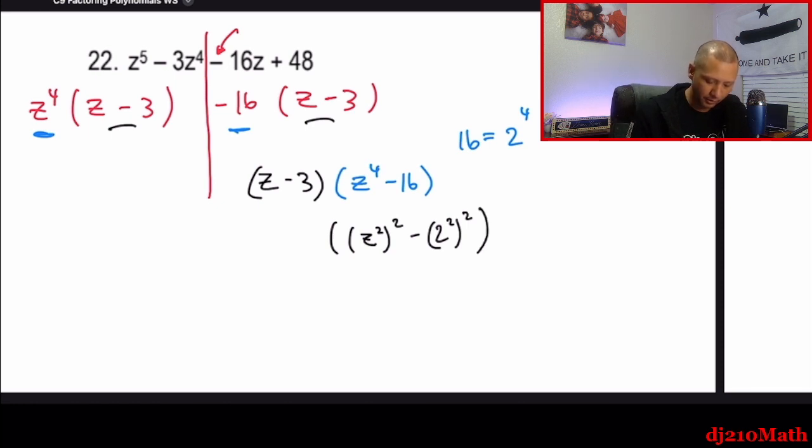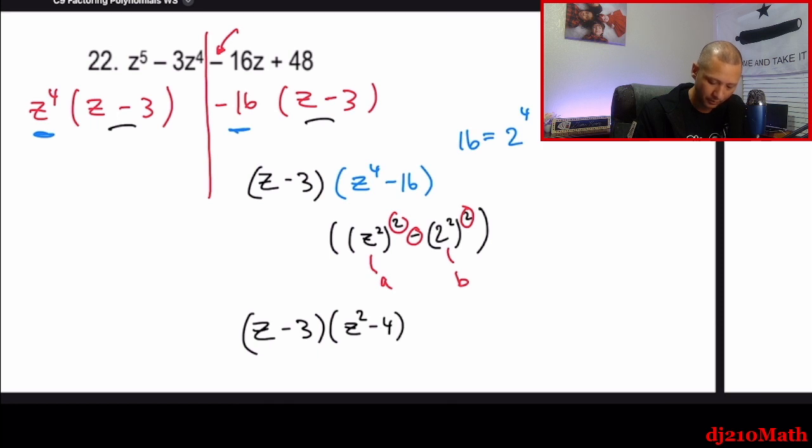Right, I want to create a difference of squares situation, right? The difference, right? This is negative, and then we need this to be squared and that to be squared. And we're using exponent properties to do that. So z squared is a, 2 squared, which is 4, is b, and this is just the difference of squares. So this is going to be z minus 3, a minus b, a plus b. So z squared minus 4, z squared plus 4.